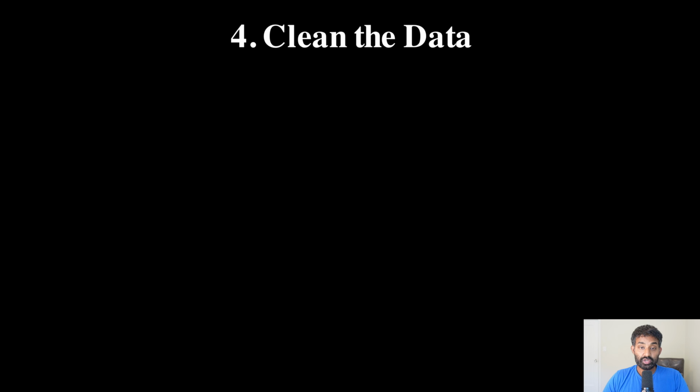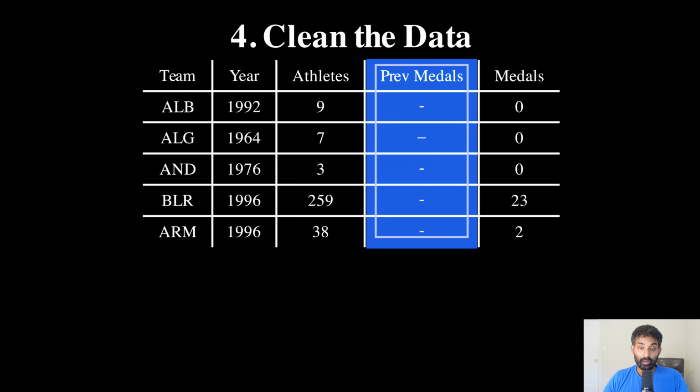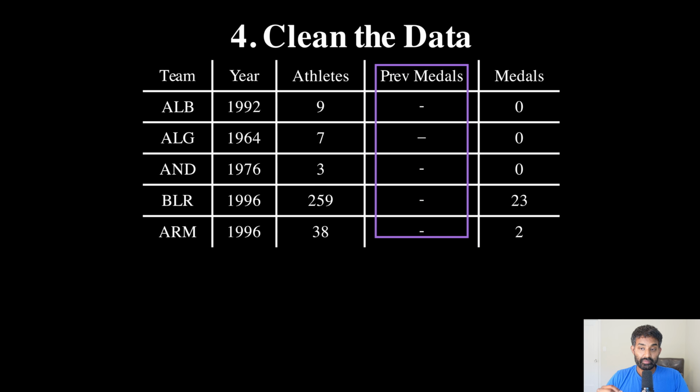Once we've reshaped our data, we can start to clean it. And cleaning the data involves making sure that our data is ready for machine learning. In this case, a lot of our data contains missing values. So if you look at the previous medals column, for some teams, we can't actually find a value for previous medals. And that's because that team did not compete in the previous Olympics.